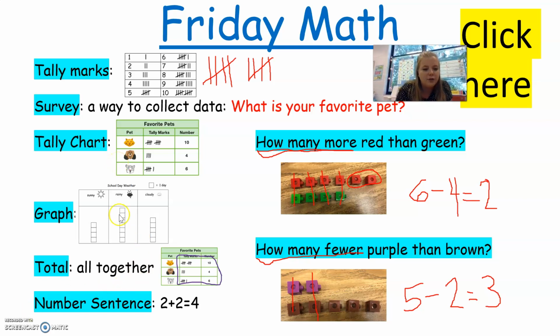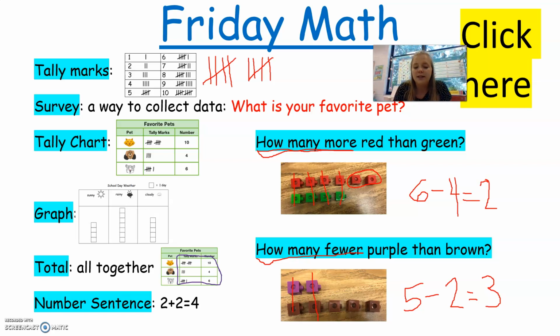All right, and then we have our graph. A graph's just another way to show information. Instead of using tallies, we can use these little squares. Total means how many do we have all together. So total is how many in all, okay?